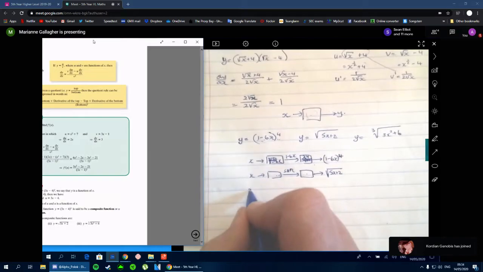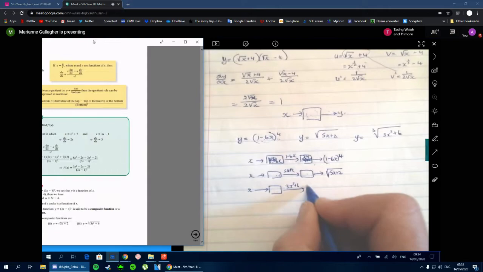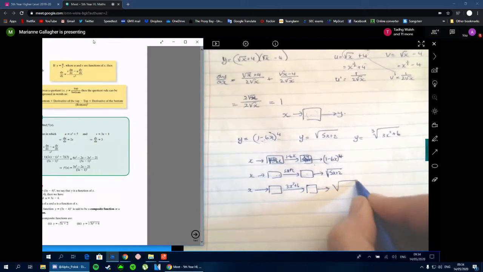In this one, we start with x. We go into our first box. We come out with 3x squared plus 6. And then you go through your second box and you get the cubed root of 3x squared plus 6.